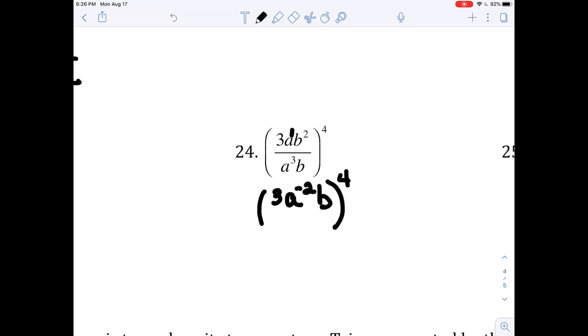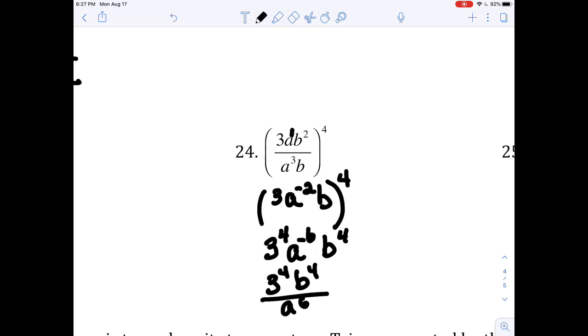And so I don't have a fraction anymore, or you could have instantly put the a to the negative 2 to the denominator. So now we're going to apply our power raised to the power. So the 3 is just a number, so that's 3 to the 4th. So remember, that would mean that 3 would be used as a factor 4 times. Multiplying the exponents here, that's going to give me a to the negative 6, and then b to the 4th. And then we remember no negative exponents in our answer, so 3 to the 4th, b to the 4th, divided by a to the 6th.